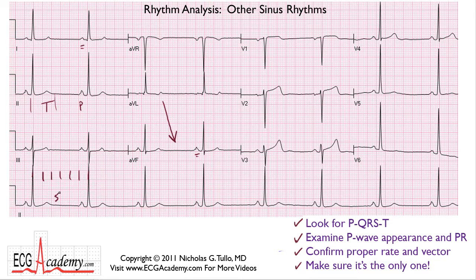So the heart rate is 50 beats per minute, and the P waves appear to be coming from the sinus node, so we have a diagnosis of sinus bradycardia. Sinus bradycardia, by definition, is a heart rate less than 60 beats per minute originating from the sinus node. The P wave looks normal. It's rising from the normal spot, and it looks like it's traveling in the normal direction. So this is an example of sinus bradycardia.